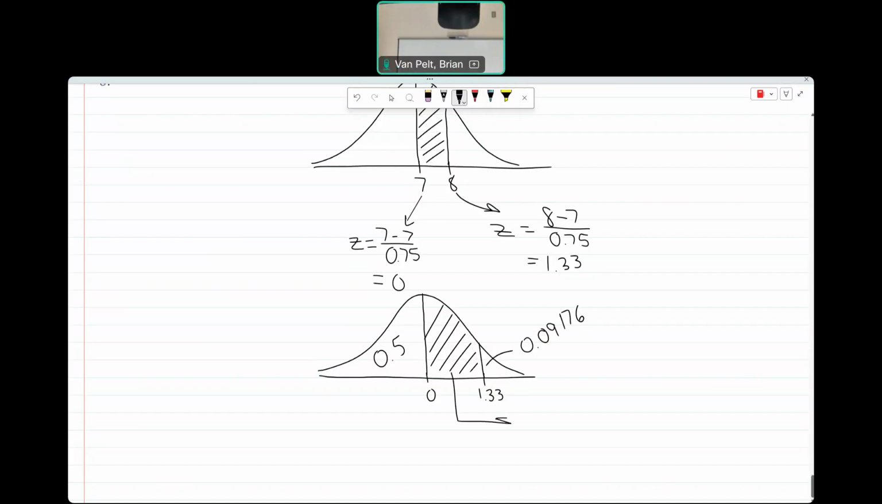So as we did with that one problem not too long ago, we'll take 1 minus 0.5, then minus 0.09176. That gives 0.4082. It's like a precursor. This is the simplest version of those hypothesis tests.